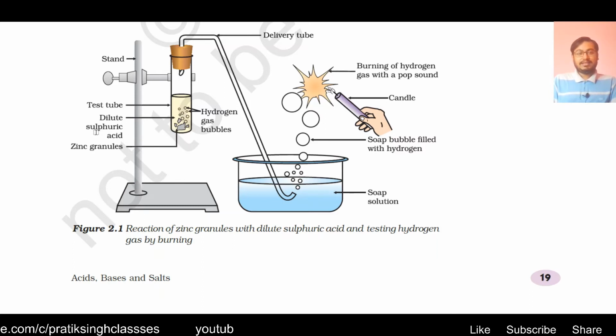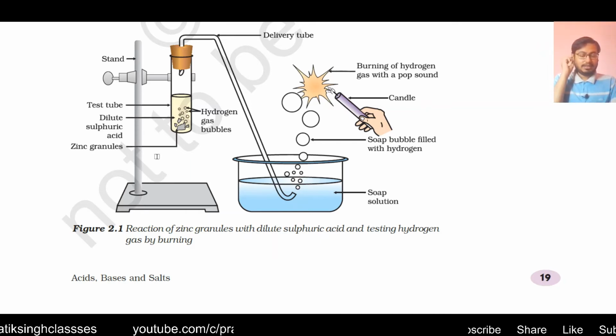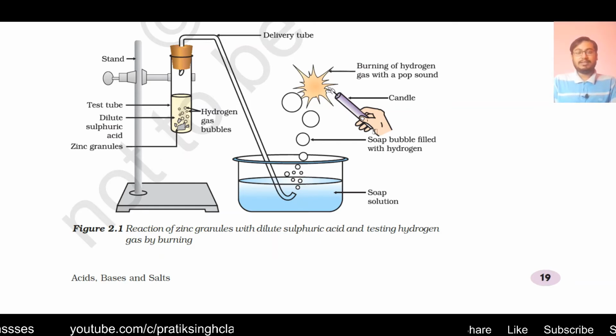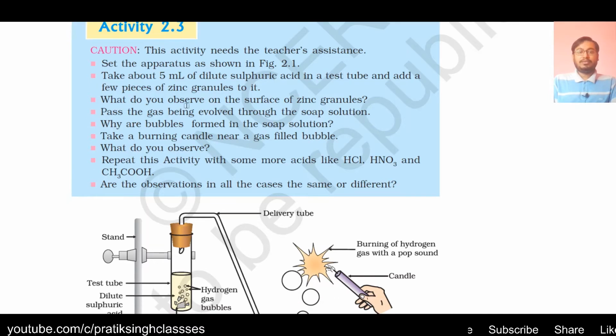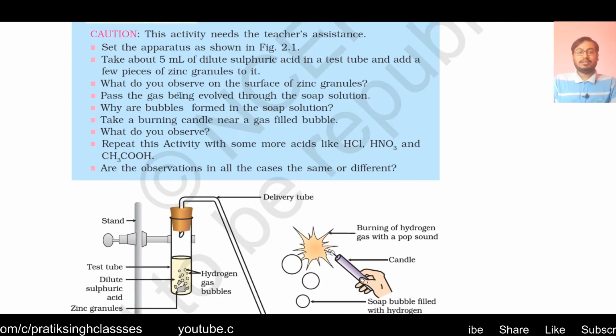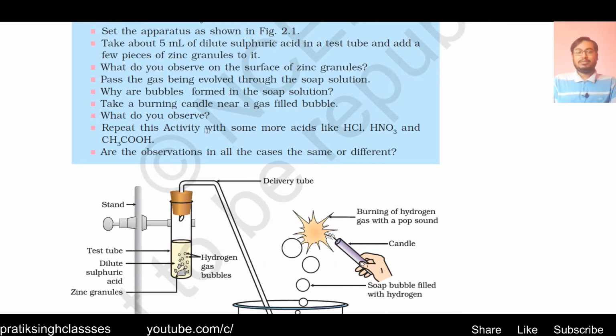This same apparatus setup we have seen in the first unit, if you have seen the video, but not a problem, we will see it here in a different manner. Take about 5 milliliters of dilute sulfuric acid in a test tube and add a few pieces of zinc granules to it. Zinc granules means very small pieces of zinc, like pebbles. What do we observe on the surface of the zinc granules? You will see that some bubbles have started coming out.